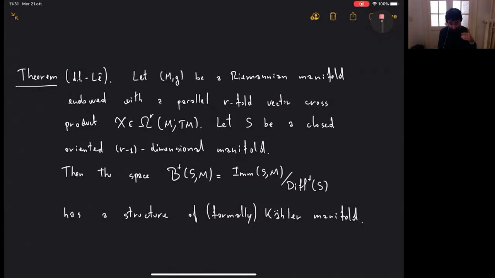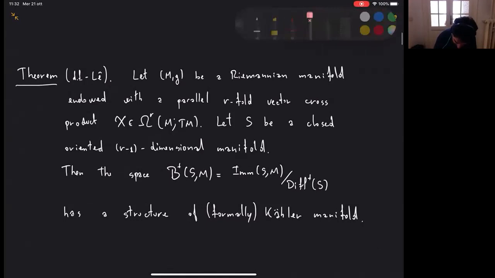Then the following happens. We consider the oriented shape space. We take the immersions of S into M and quotient this by oriented diffeomorphisms of S. To be more precise, these are just free immersions, that is, immersions on which the diffeomorphism group acts without fixed points. This allows me to take a good quotient. I will denote this by B^+_F(S, M). The result is that this space, which is an infinite dimensional manifold, has the structure of a formally Kähler manifold.